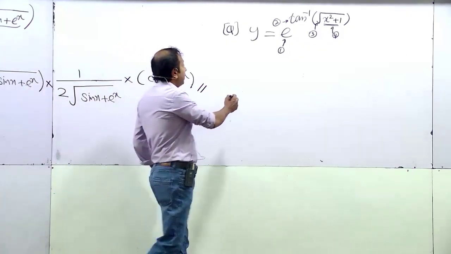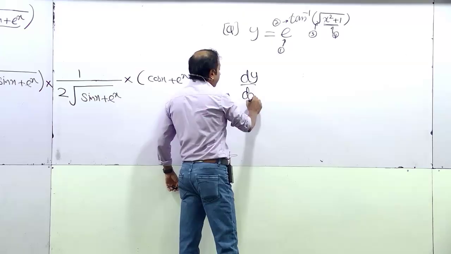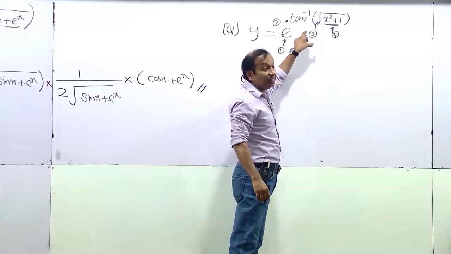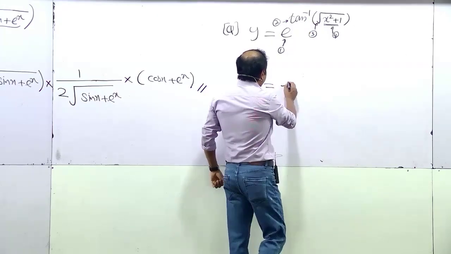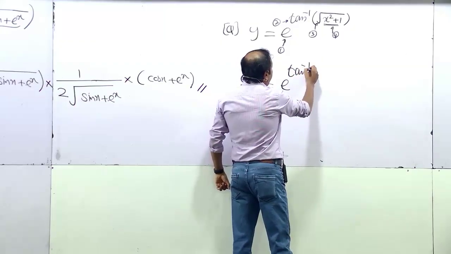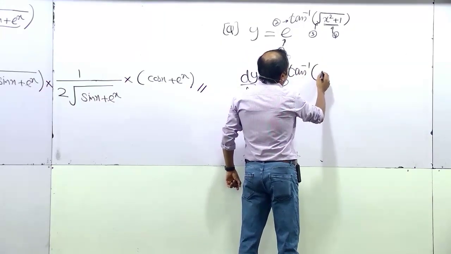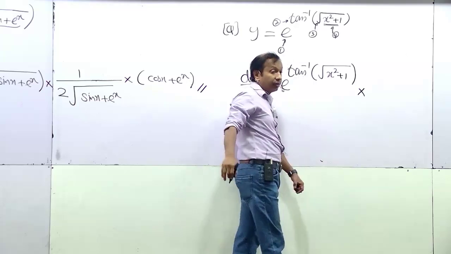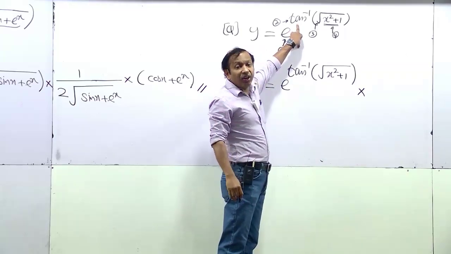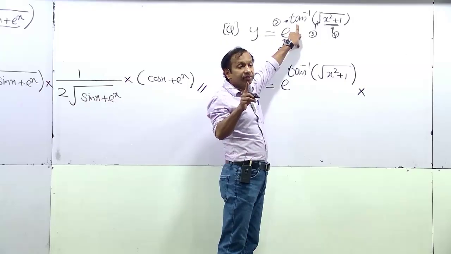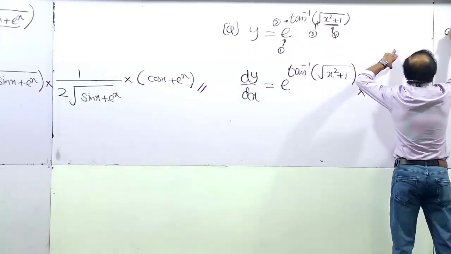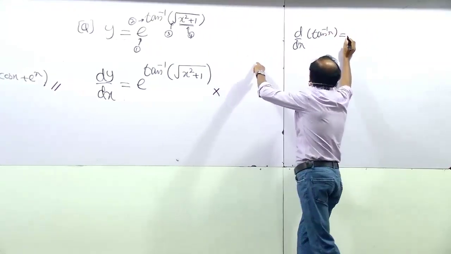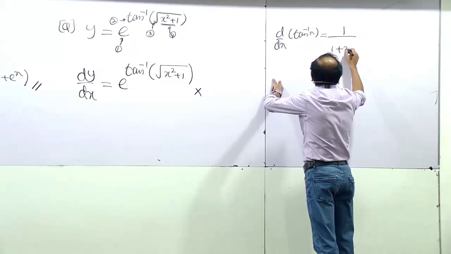Yes, dy over dx. e to the power x is the same e to the power x, right? Then e to the tan inverse of the square root of x squared plus 1, right. Multiplied by what? Now come to tan inverse. What is the derivative of tan inverse that we learnt in the morning? d over dx of tan inverse x is 1 over 1 plus x squared.